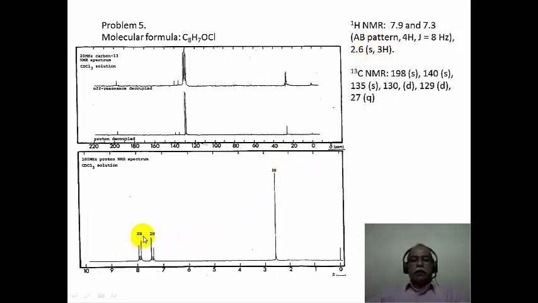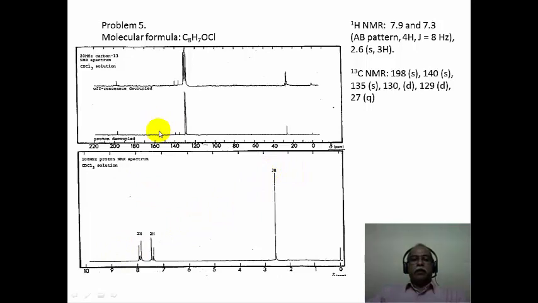Luckily in this particular spectrum the intensities of the various signals are given in terms of the number of protons that are present underneath these signals. This corresponds to 2 hydrogen, this corresponds to 2 hydrogen, this corresponds to 3 hydrogen. Totally there are 7 hydrogens in the molecular formula. All the 7 hydrogens are taken into account by this integration.